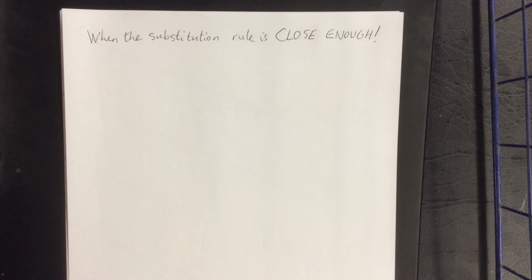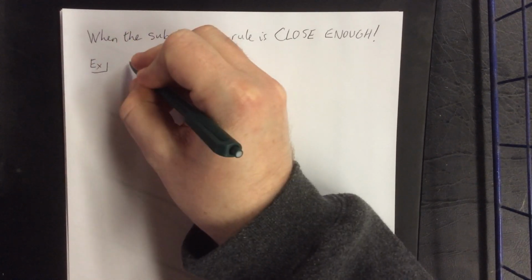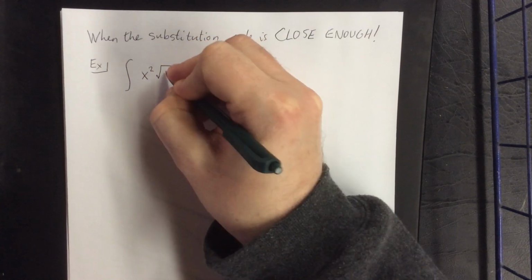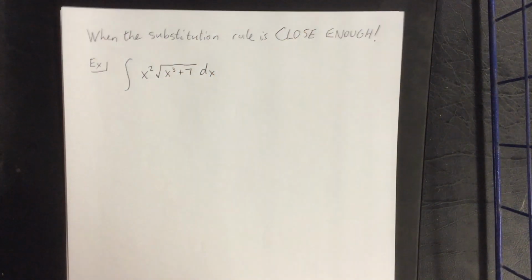In this video, we're going to go over a situation that I like to refer to as when the u-substitution rule is close enough. Close enough is something that takes place on a regular basis when your variables work out okay, but your constant multiples don't necessarily work out okay.